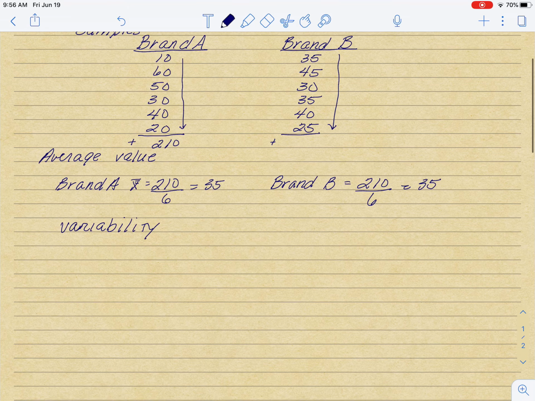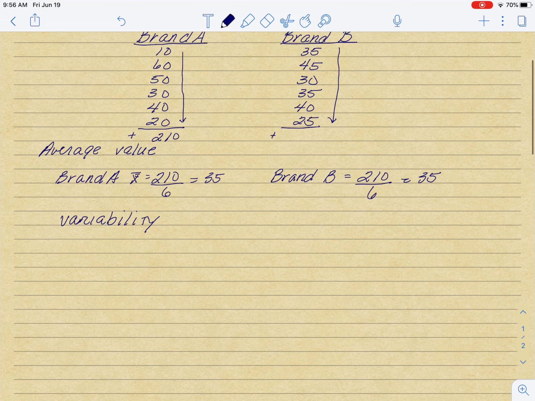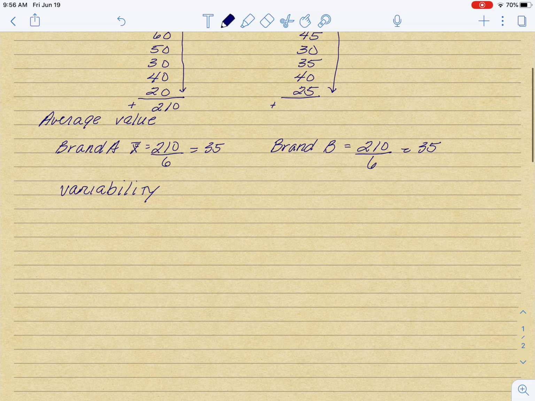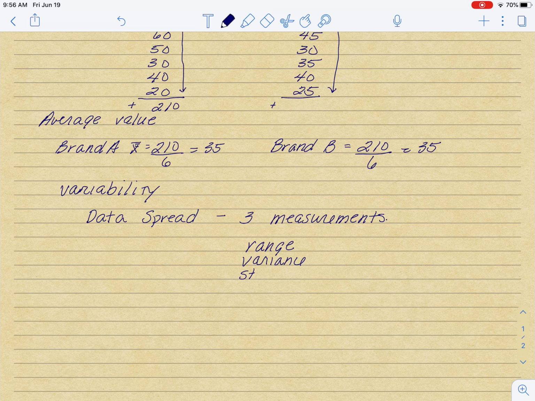So we want to be able to talk about this variability, and there are 3 measurements for this data spread, or variability. Variability has to do with data spread, and there are 3 measurements that we're going to work with. Those 3 measurements are range, variance, and standard deviation.